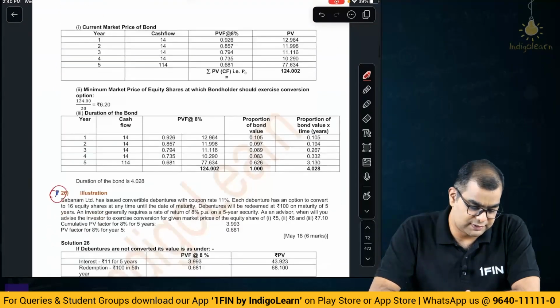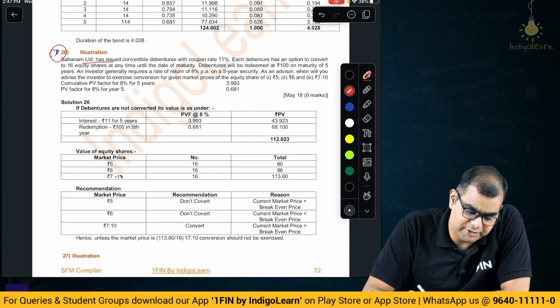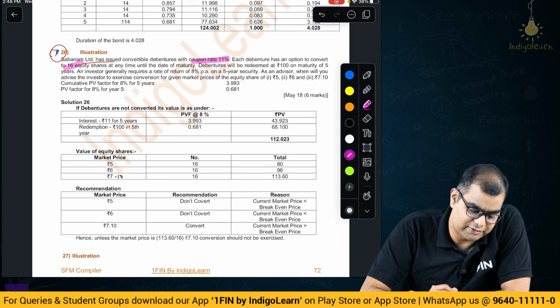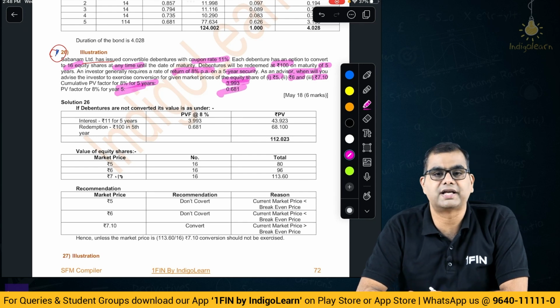Now let us look at the other ones. Let's look at the next question. Shabnam Limited has issued convertible debentures with coupon rate of 11%. Each debenture is an option to convert to 16 equity shares at any time until maturity. Debentures will be redeemed at 100 on maturity of 5 years. Investor generally requires a rate of return of 8% on a 5-year security. As an advisor, when will you advise investor to exercise the conversion for given market prices of 5 rupees, 6 rupees, 7.1 rupees? Cumulative present value factor for 8% for 5 years is 3.993, and present value factor for 8% for year 5 is 0.681.